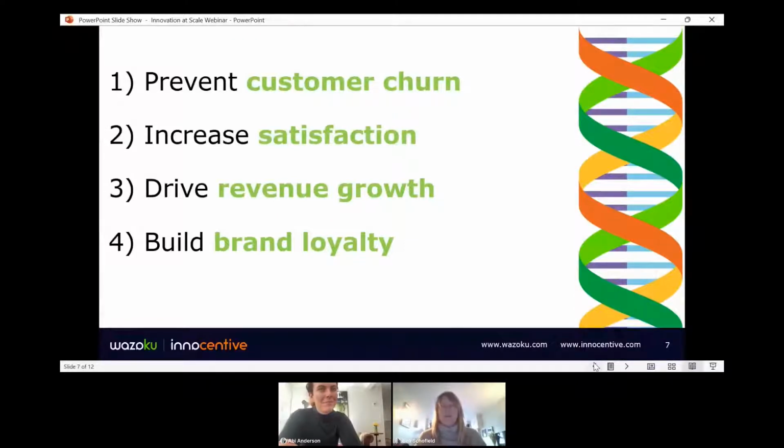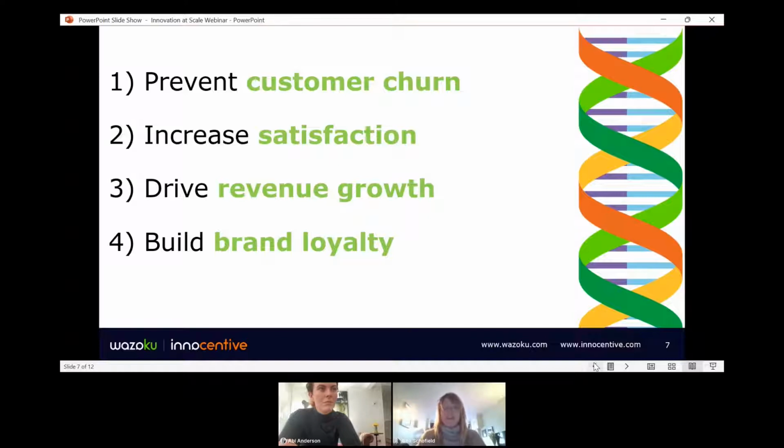Another reason why you might want to run challenges in this area is, of course, to actually just increase the satisfaction. You may have identified a pain point in your specific customer journey, and what you need to be able to do is crowdsource ideas on how to solve that particular problem, increase satisfaction in an area, just so that we're not seeing customers drop out as easily.